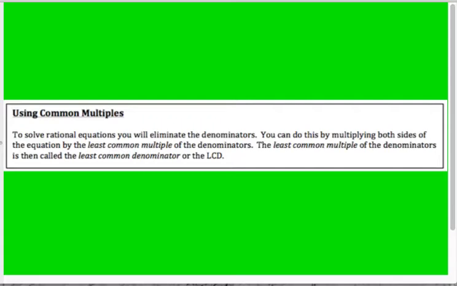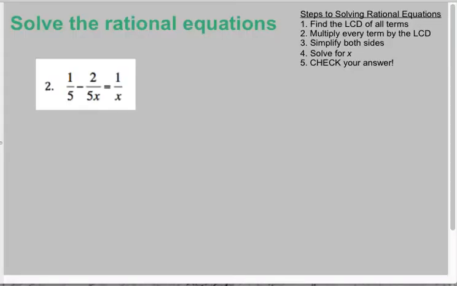Using common multiples or common denominators to solve rational equations, you will eliminate the denominators. You can do this by multiplying both sides of the equation by the least common multiple of the denominators. The least common multiple of the denominators is then called the least common denominator. This method is the method Ms. Meyer uses, and it pretty much works out the same way I do it, just a little bit different. So I'm going to show you my way.